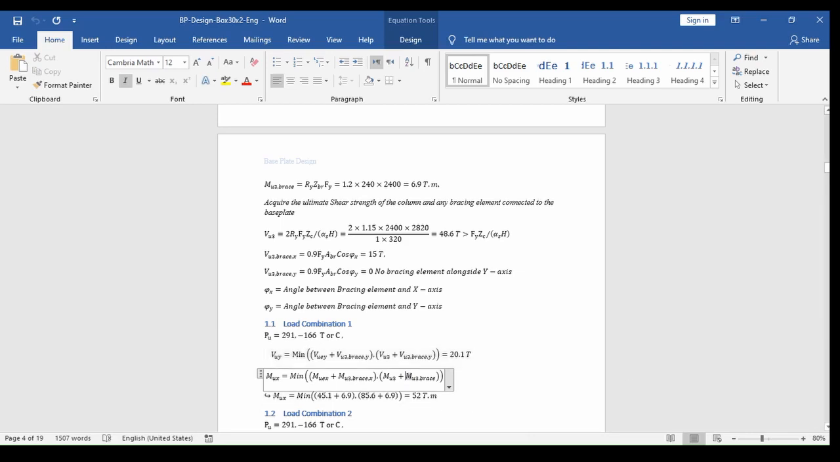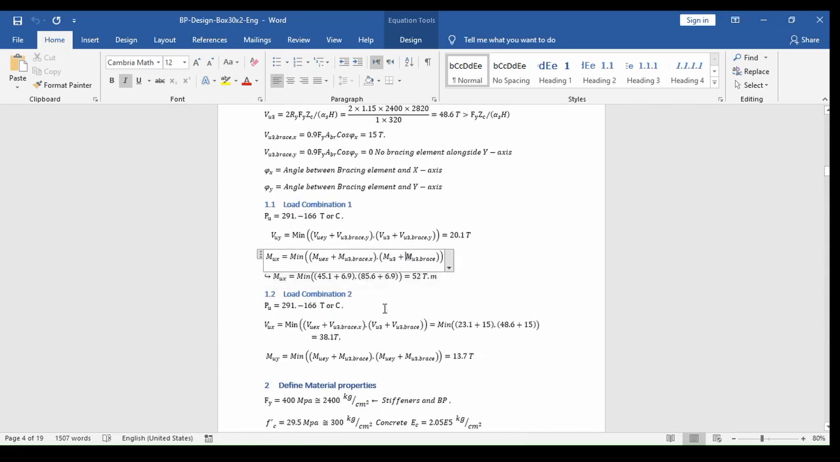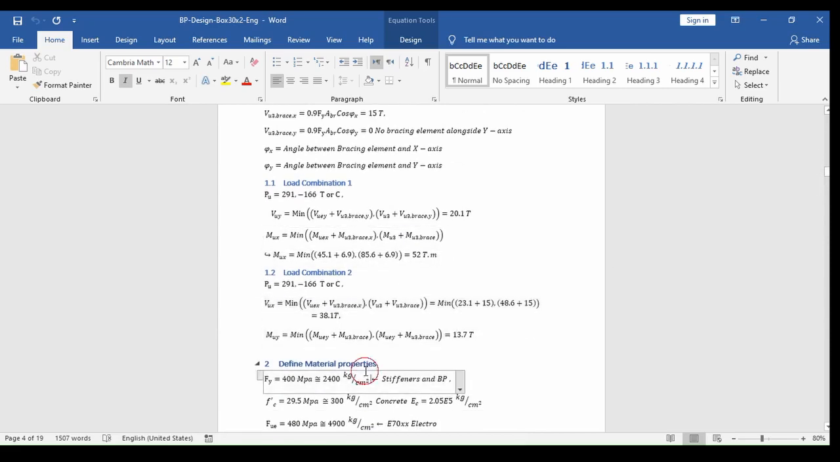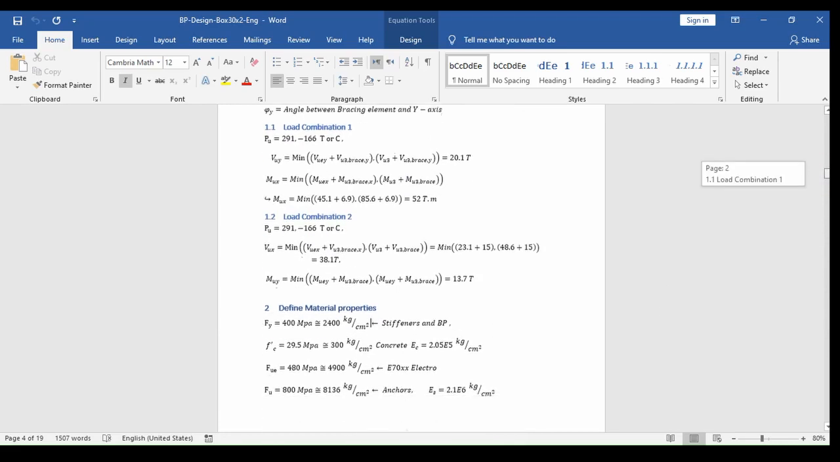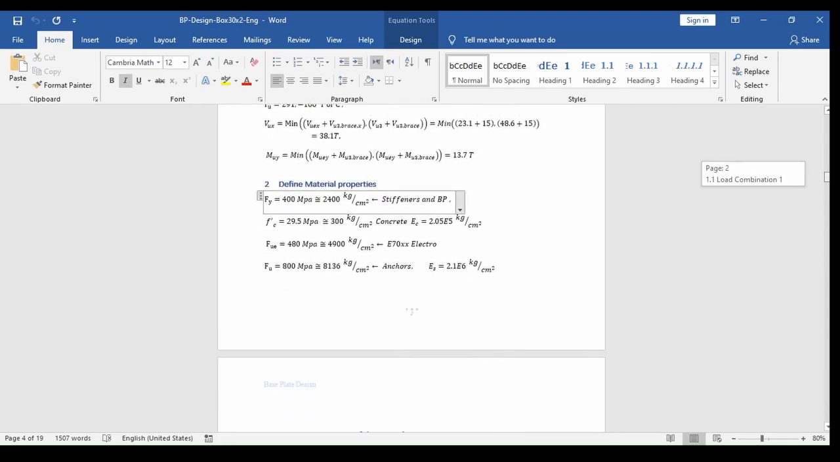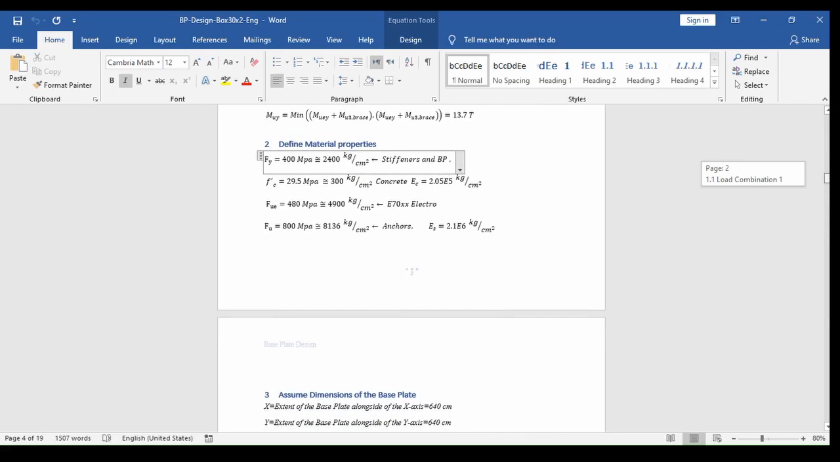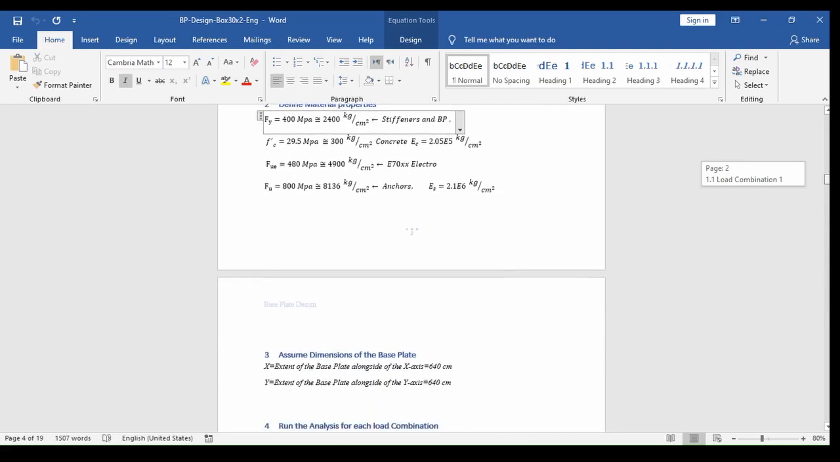So in the next part, we determine material properties, and next we assume the dimensions of the base plate. As I said, in both the simple way and the finite element method, we have to assume the extent of the base plate dimensions and anchorage parameters.